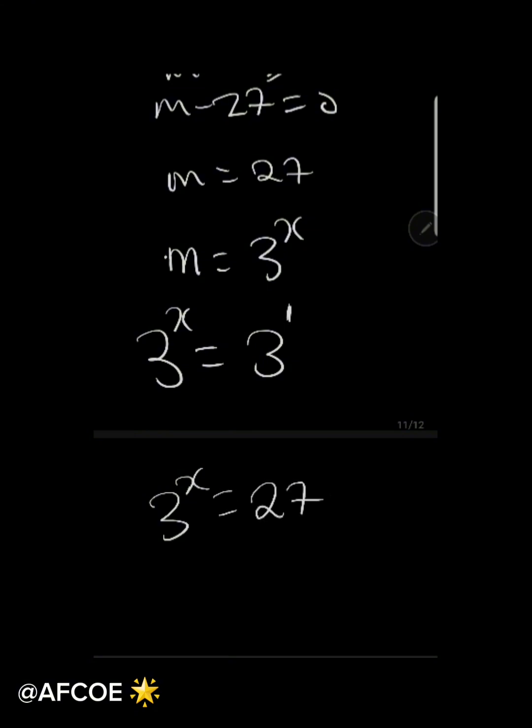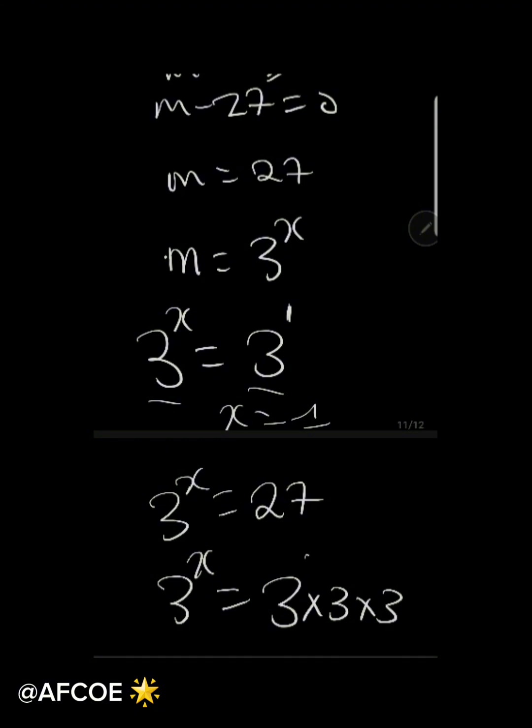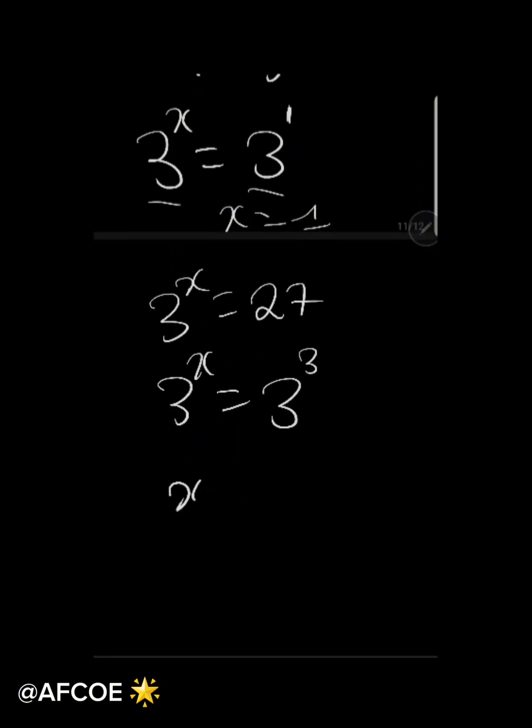From here, just write this as 3 to the power 1. You have not changed anything. Each time the bases are the same, then the powers must be equal. So we get x equals 1. For this one also, before we equate, we have to make both have the same base. 3 to the x equals 27 is the same as 3 times 3 is 9, times 3 is 27. So how many 3's do we have? 1, 2, 3. So you get 3 to the power 3. Since the bases are the same, we also equate the powers. So x equals 3.